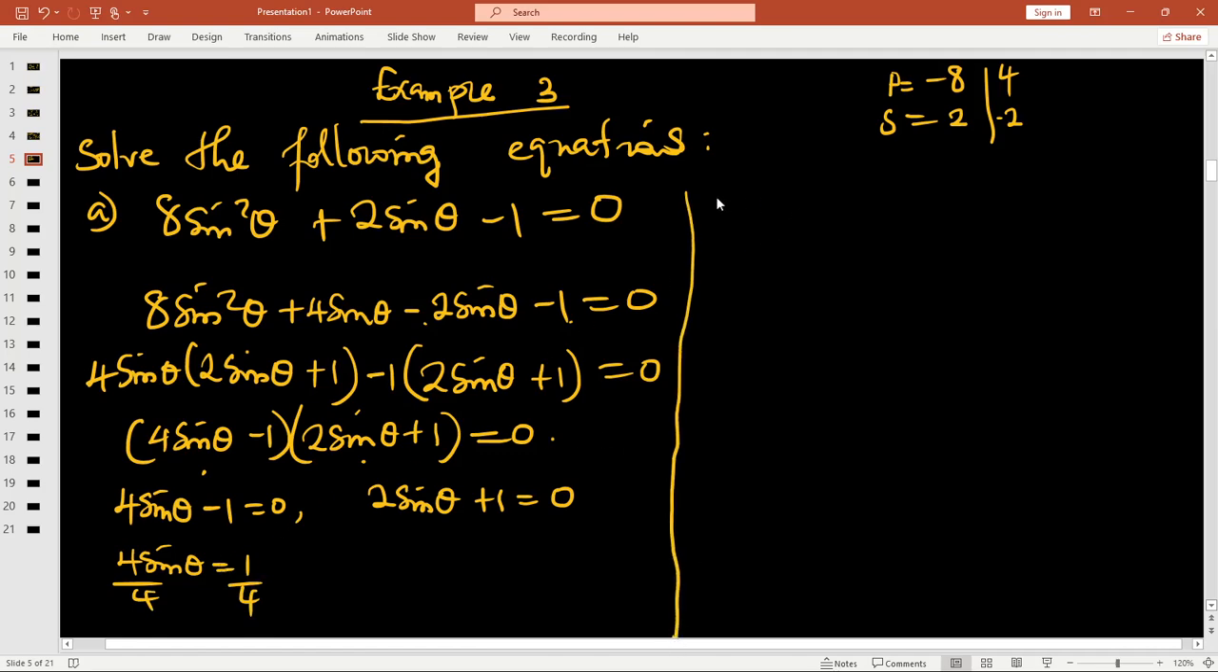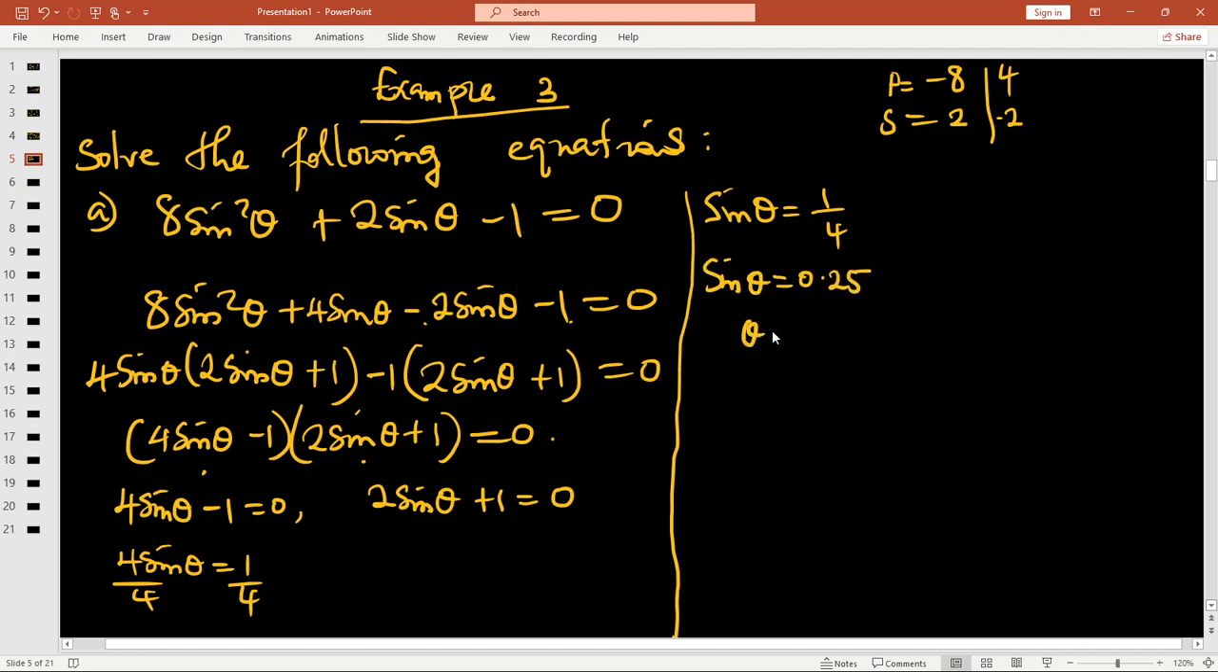So then we have that sine theta here is equal to 1 over 4. Now, this 1 over 4 that we have there is a positive number, meaning that we're going to get solutions from the quadrants where the sine function is positive. So sine theta is equal to 0.25 here.